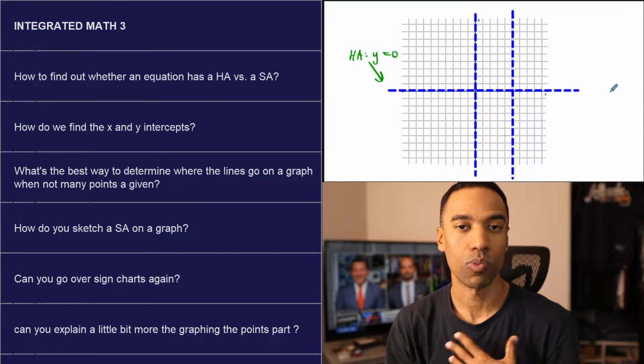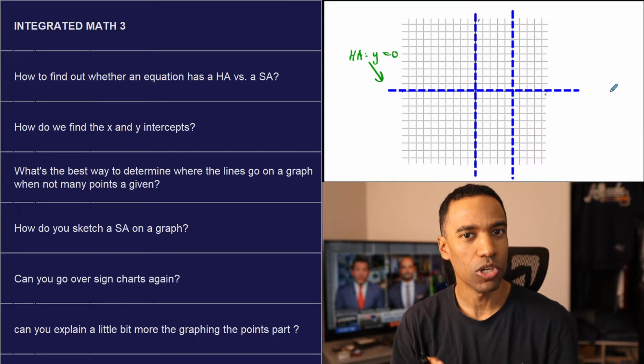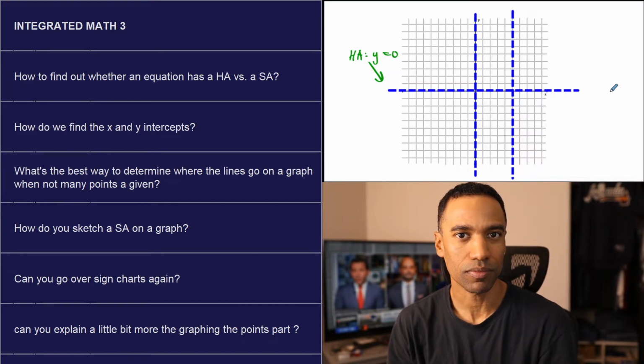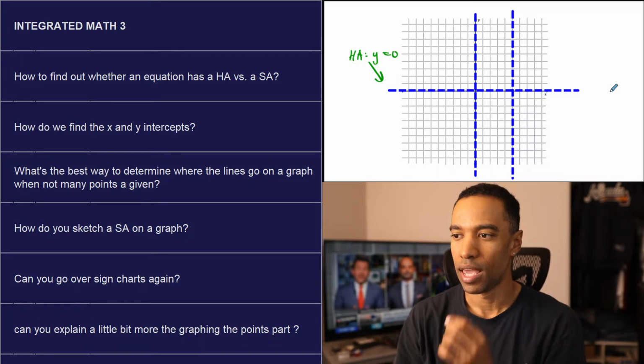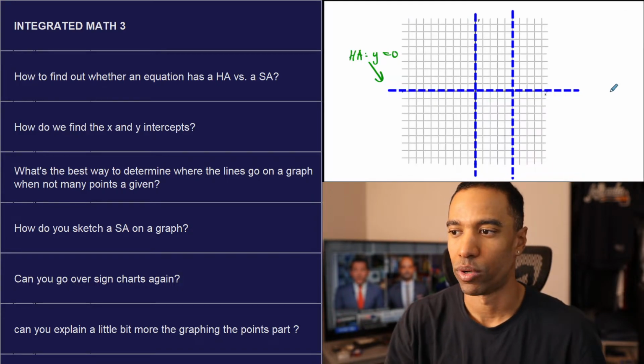That's where I tend to use what's called a sign chart. What I'm doing is I'm skirting away from computing actual values. I'm not computing actual values. Instead, all I'm doing is coming up with the general gist of what the graph is doing.